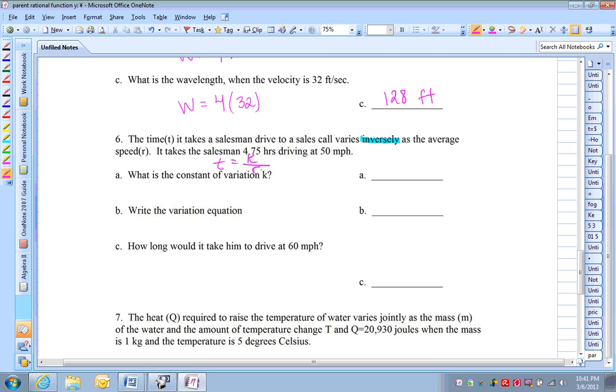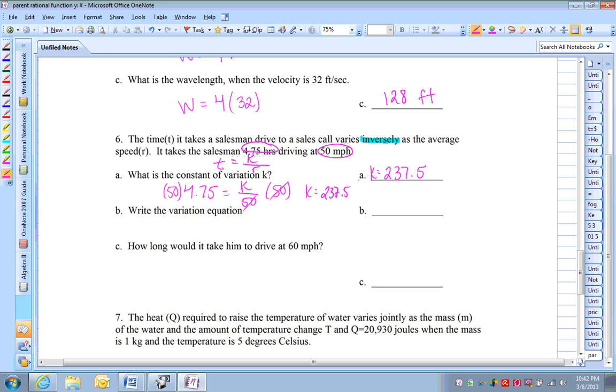And they want us to find the value of k, and they give us a time, 4.75 hours, and they give us an average speed. So I'm going to plug in 4.75 for my t value. We're wanting to find out what k is, and then our r value is 50. To get k by itself, I multiply both sides by 50. And when I do that, 50 times 4.75 is 237.5. So k equals 237.5. That's my constant of variation.